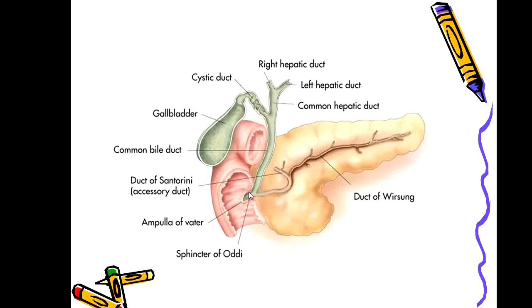This is the sphincter which opens when the food reaches here. Over here, this is called the hepatopancreatic duct. You can also call it the ampulla obturator. This portion is called the ampulla obturator.